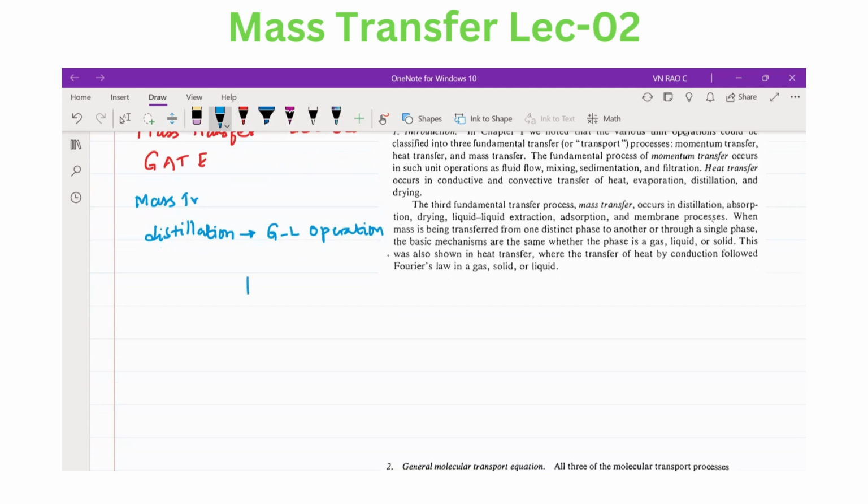The general diagrammatic representation of distillation would be with a single feed stream, feed containing two or more components. We have the top product known as distillate and the bottom product known as residue or the bottoms.